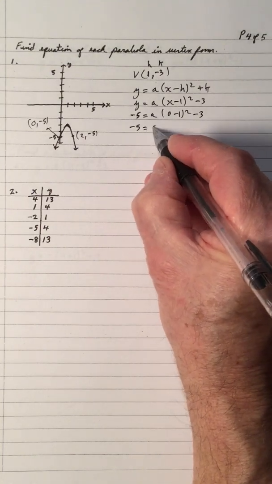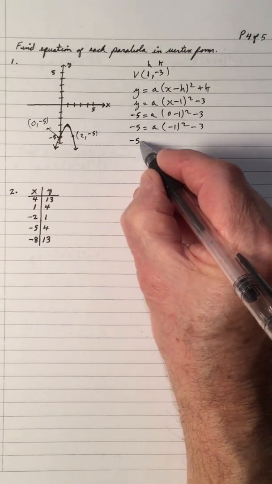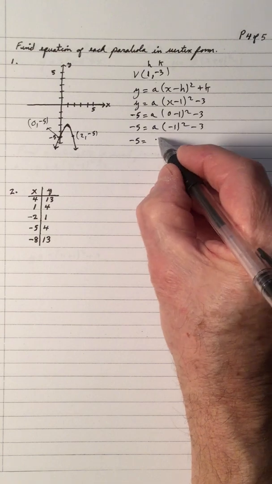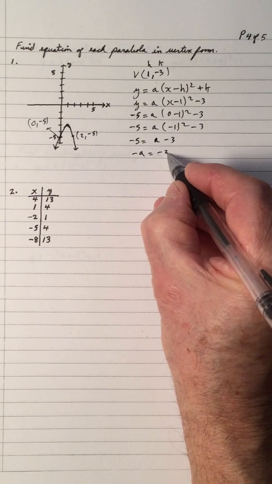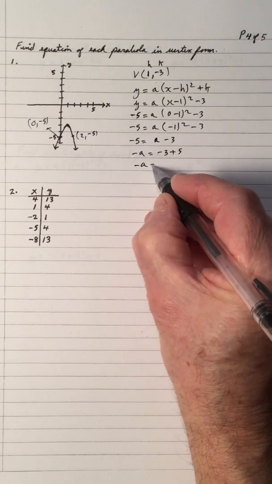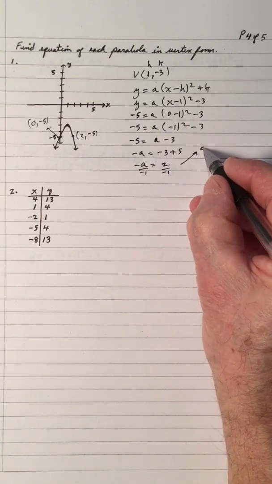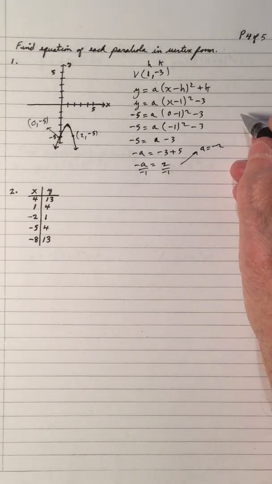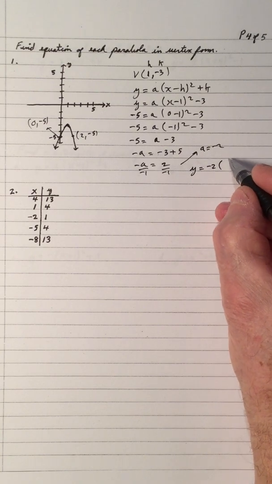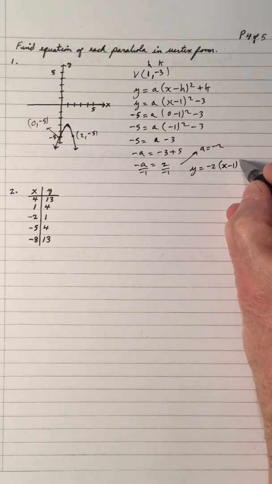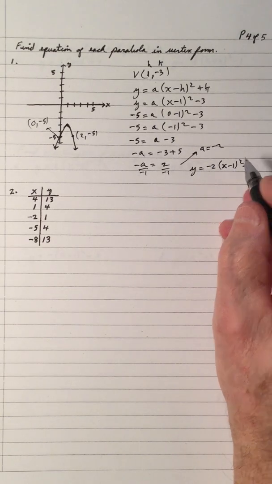And again, I work out the brackets first, which gives me negative 1. Then I have to square it next, and negative 1 squared is 1, so it's 1a. So negative a equals negative 3 plus 5. Negative a equals 2. Divide by negative 1, and I get a equals negative 2. So the equation becomes y equals negative 2 times x minus 1 squared minus 3, with the vertex. That's the equation in the vertex form.